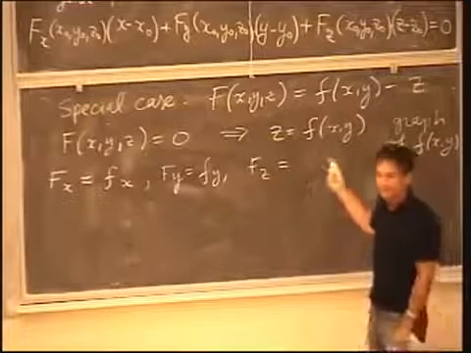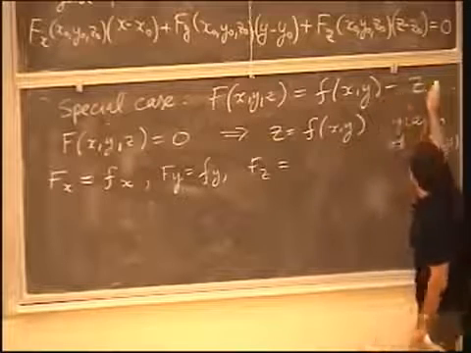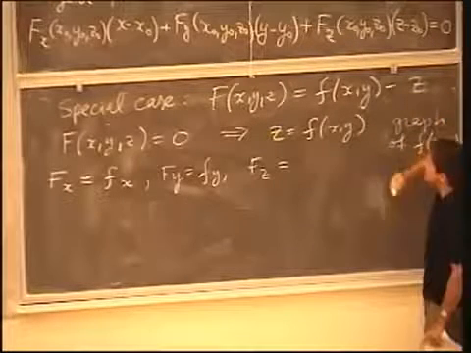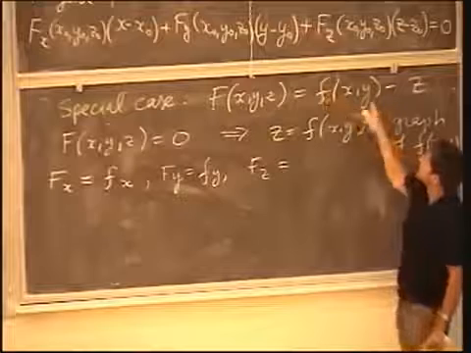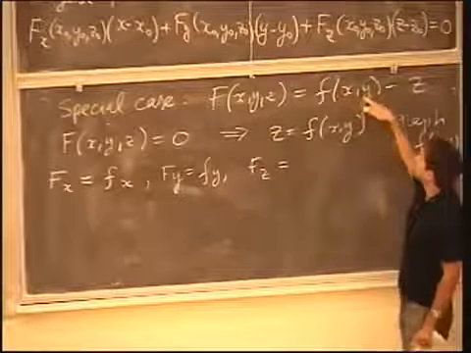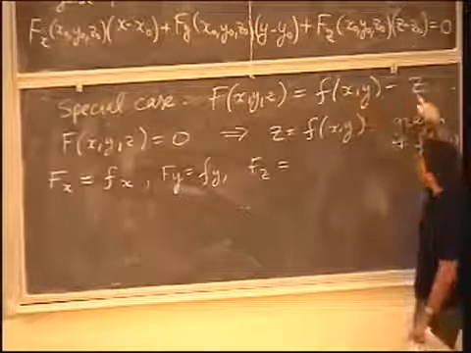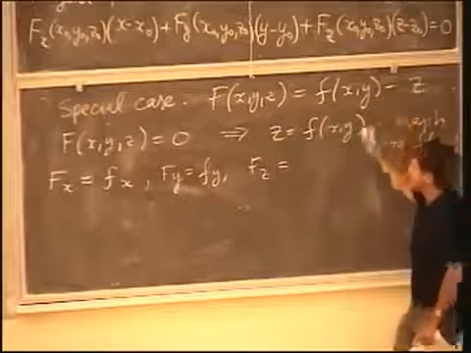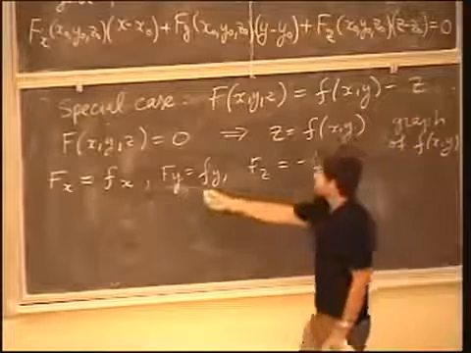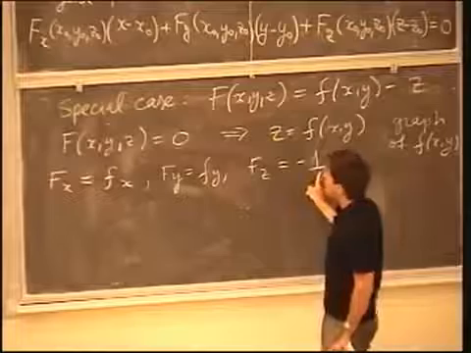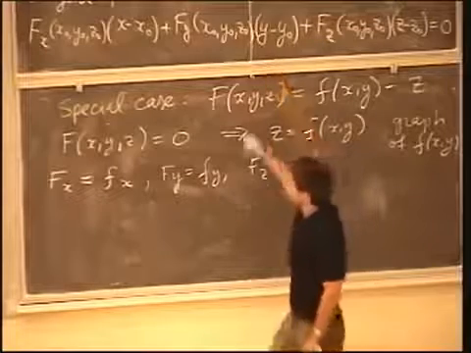Negative 1. It's negative 1 because that's the derivative of this function, negative z, with respect to z. This guy doesn't depend on z, so its partial derivative with respect to z is 0. But the partial derivative of this term is negative 1. So we get these three partial derivatives, which we substitute into this formula. And what do we get?